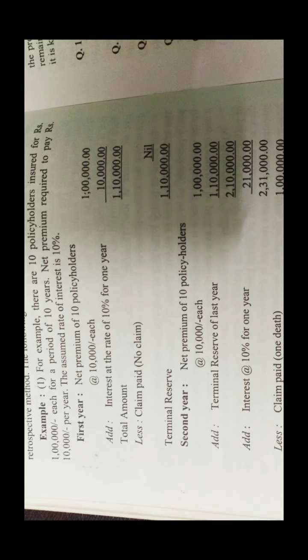1 लाख. सेकेंड ईयर में 1,00,000 और एड टर्मिनल रिजर्व ऑफ लास्ट ईयर, तो पुराने वाले को भी जोड़ दिया जाएगा. इस तरीके से ये हो जाएगा 2,10,000. अब 10% इंटरेस्ट, तो 21,000 हो जाएगा. 2,10,000 का 21,000 हो जाएगा, जुड़ जाएगा इसमें. तो लेस क्लेम पेड 1 डेथ, तो 1 डेथ में आप 1,00,000 पे कर दिए. जब 1,00,000 आप पे कर देंगे तो आपका जो बचेगा वो 1,31,000 बचेगा. तो टर्मिनल रिजर्व जो हो गया वो 1,31,000 रुपये हो जाएगा. दिस प्रोसेस ऑफ कैलकुलेटिंग.